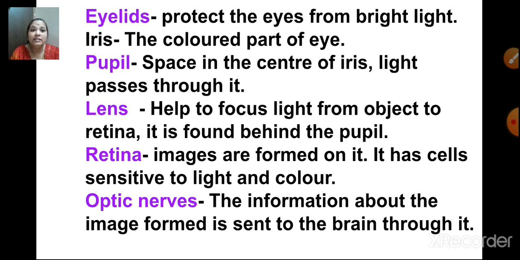It has cells sensitive to light and color, which are called photoreceptors. Optic nerves. The information about the image formed is sent to the brain through the optic nerves. So children, these are the parts of the eye: eyelids, iris, pupil, lens, retina and optic nerves.